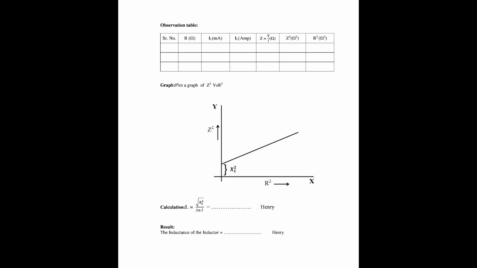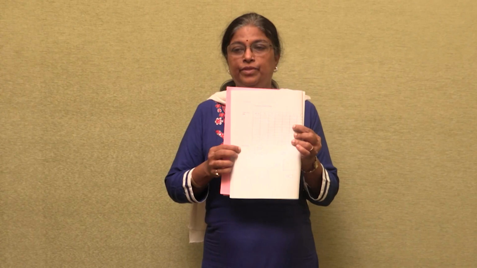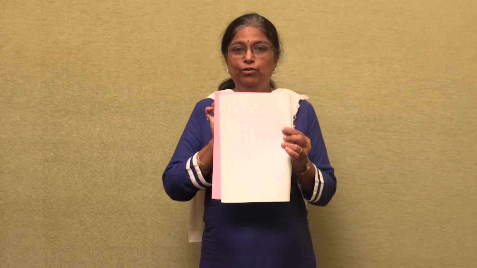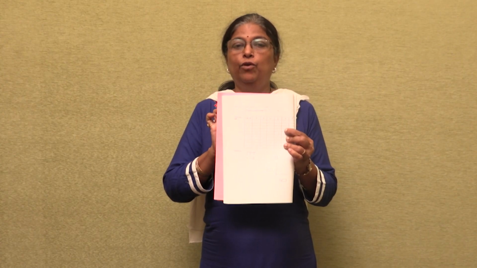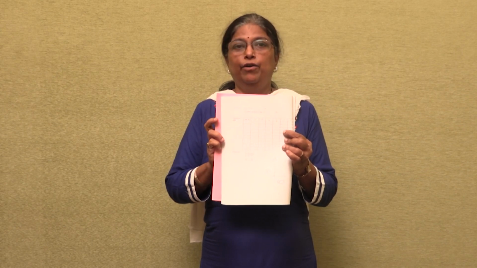Now when you take the next reading after 100 ohms, you will take 200, 300, 400, and like this you will tabulate your readings till 10 readings. The current will go on changing, it will go on decreasing, and then do the calculations accordingly.